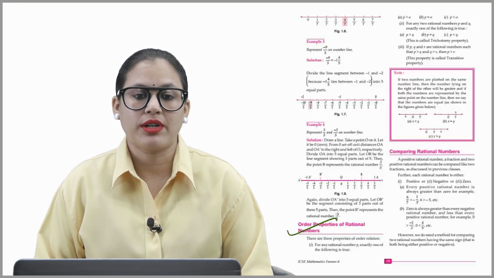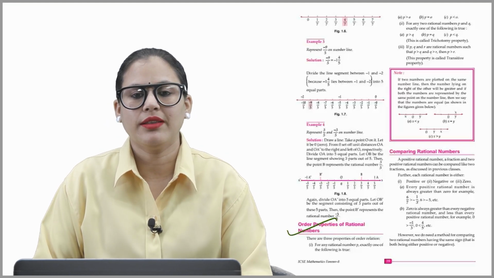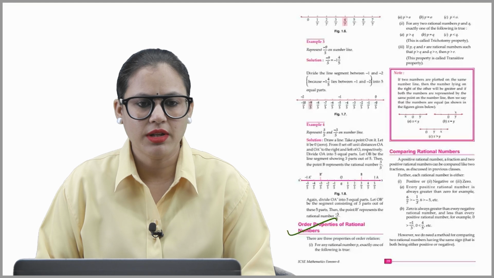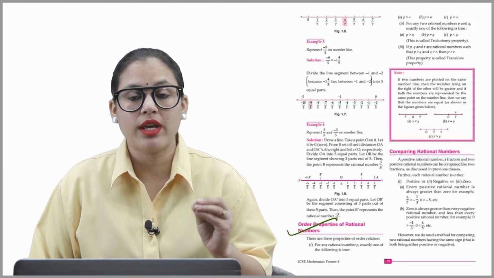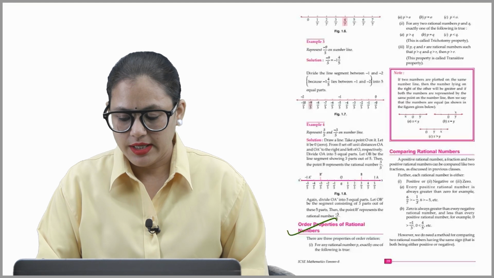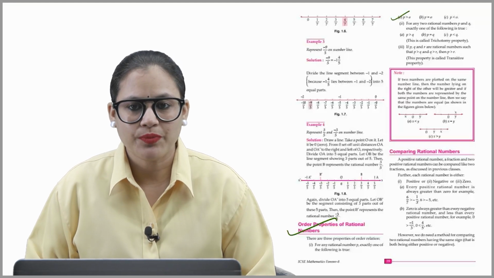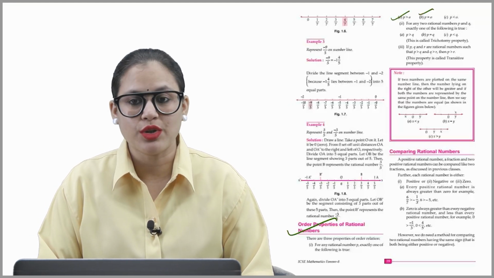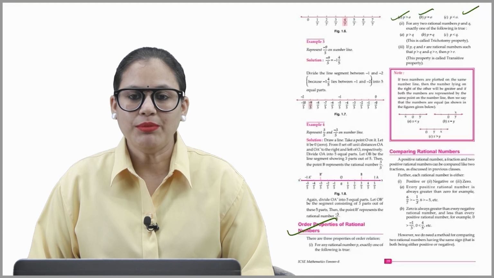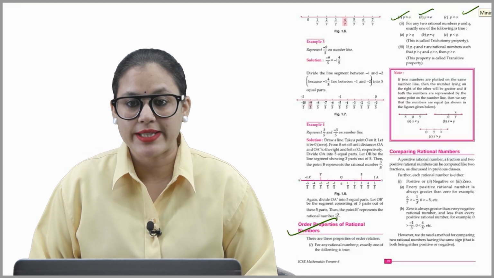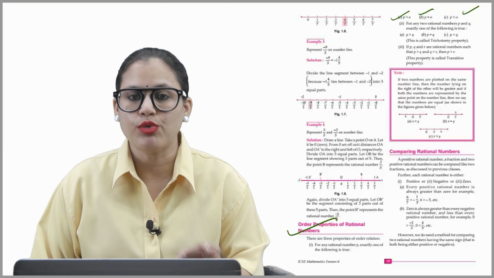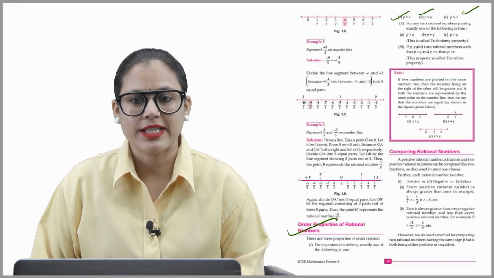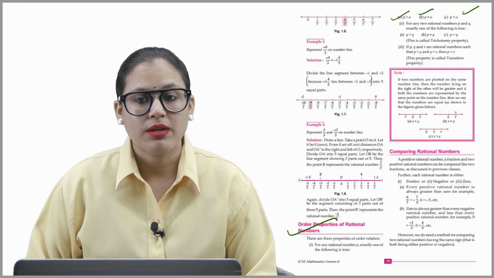Order properties of rational numbers. There are 3 properties of order relation. Number 1, for any rational number p, exactly one of the following is true: either p is greater than 0, or p is equal to 0, or p is less than 0. Number 2, for any 2 rational numbers p and q, exactly one of the following is true: p is greater than q, or p is equal to q, or p is less than q. This is called the trichotomy property.